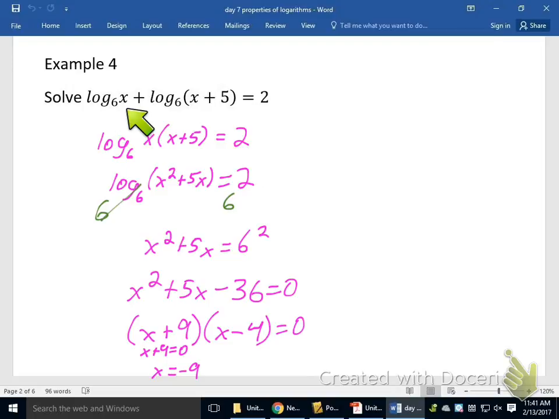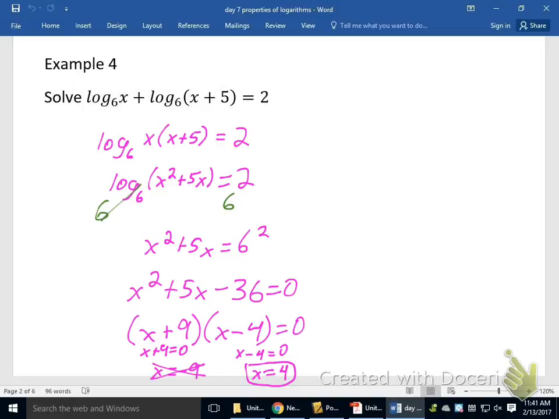Taking a look back up here, if I plug in negative 9 right here, I cannot do that on either of these logarithms. So I'm actually going to cancel that answer out. That's an extraneous solution. If x minus 4 equals 0, x will equal 4. If I look back up here, 4 is positive. It works out here. And if I do 4 plus 5, that's 9. That's also positive. That's going to be okay there. It works in both logarithms.